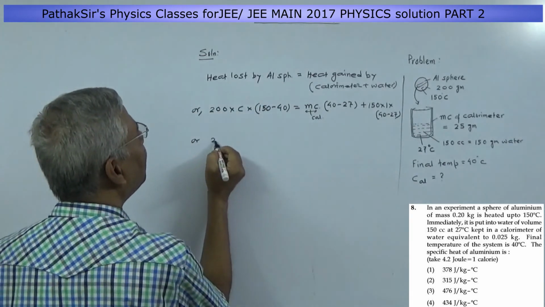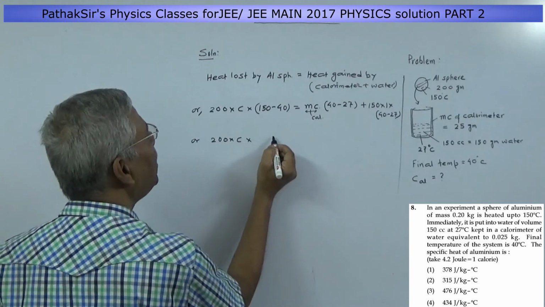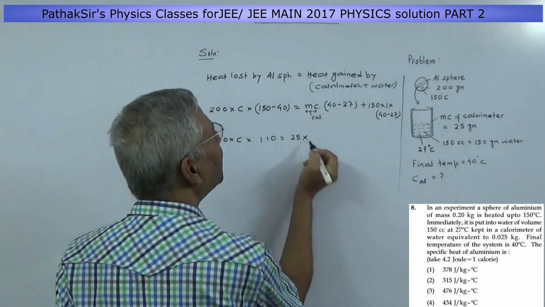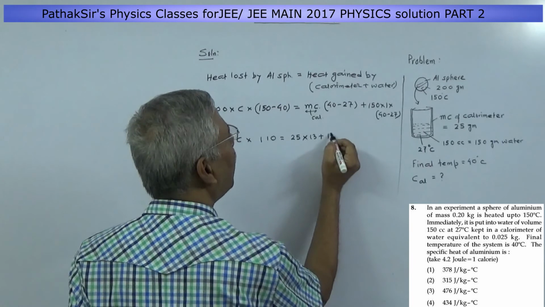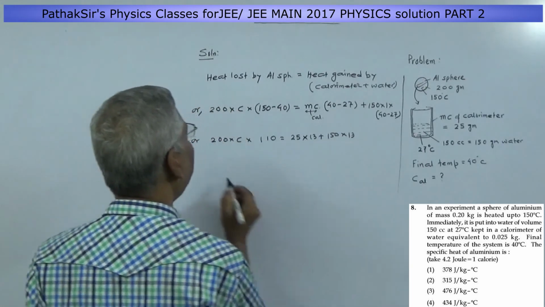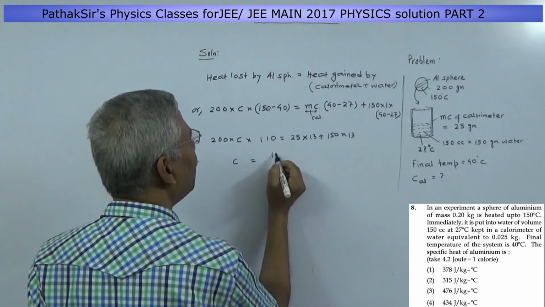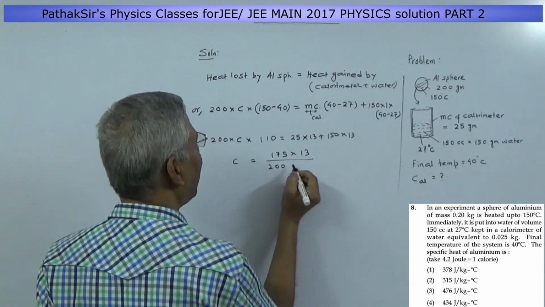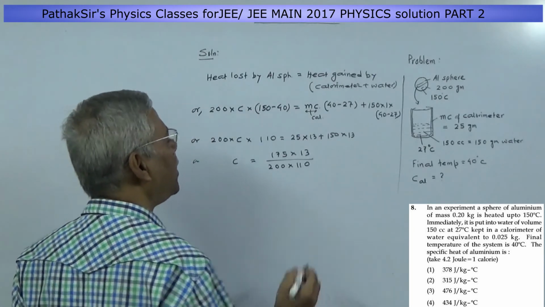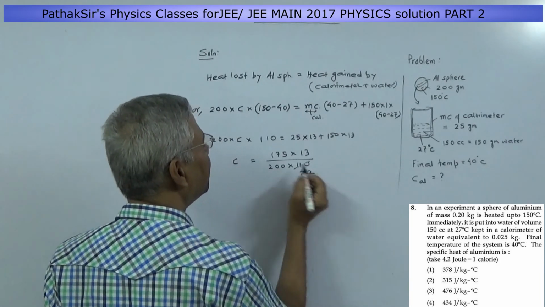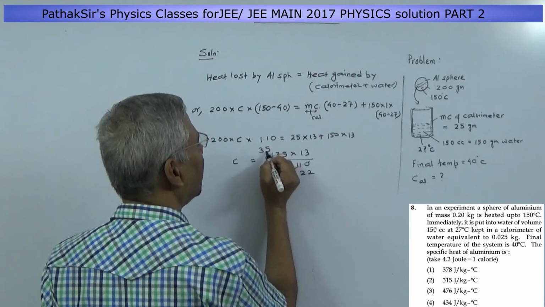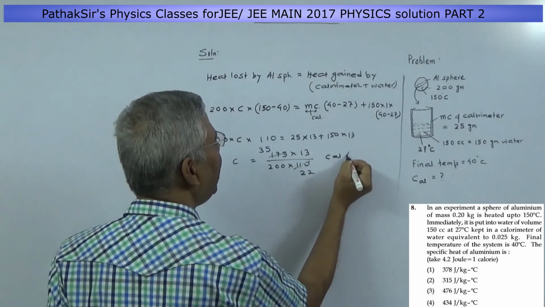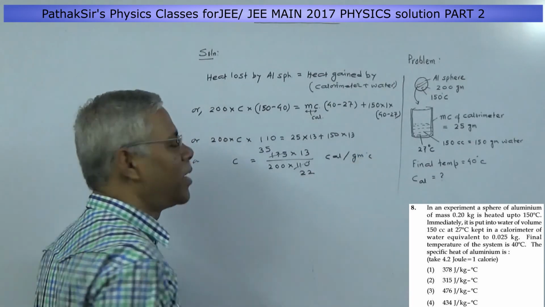Or 200 into C into 110 equal to M into C, 25 gram into 13, plus 150 into 13, or C equal to 175 into 13 divided by 200 into 110, which is 35 into 13 by 200 into 22, and this is in calorie per gram degree centigrade.